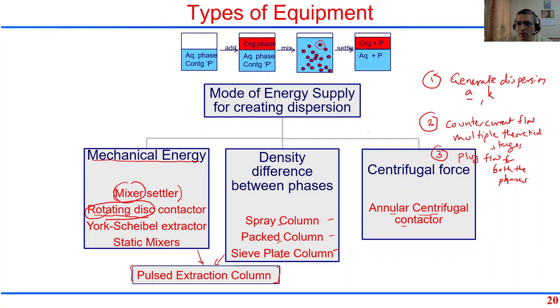I want you to think about these things. Think about the requirements of, let's say, absorption. We want countercurrent flow of gas and liquid. We want multiple stages. We want good packing area so that the height required is small. Same way for liquid-liquid extraction: we want a good mass transfer coefficient, more theoretical stages, countercurrent flow, and plug flow.